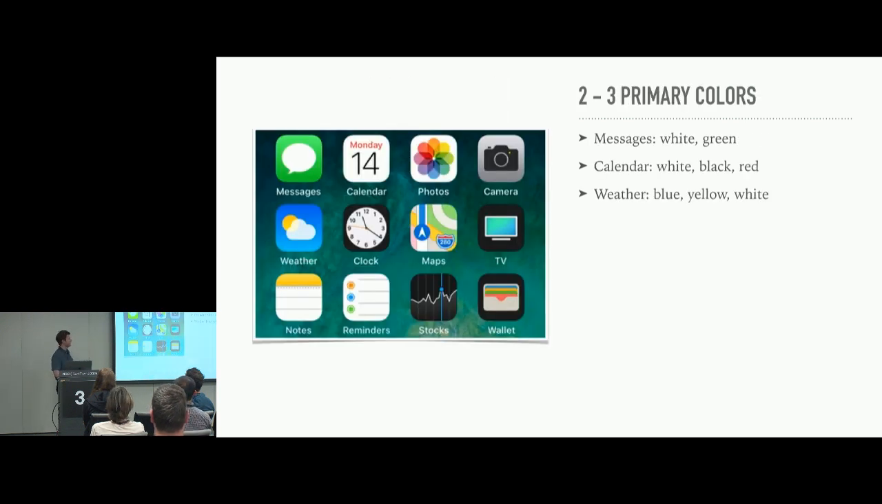Once you have selected the silhouette, the overall shape, you can select 2 to 3 colors. You can see here on iOS, there are 2 or 3 primary colors. Messages is just white and green, Calendar has white, black, and red, and so on.